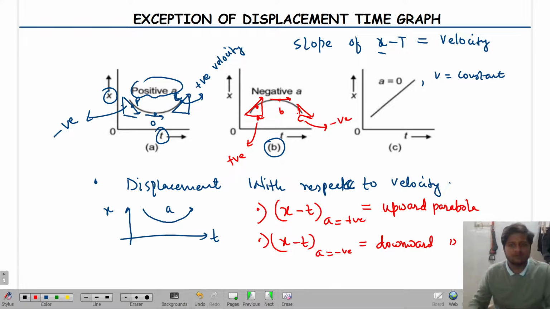Tell me, everyone. And if I ask for constant acceleration, there is no parabola. It is a straight linear graph.